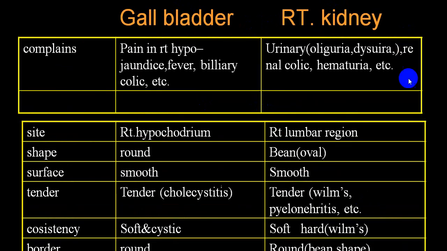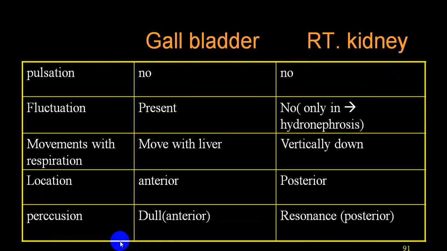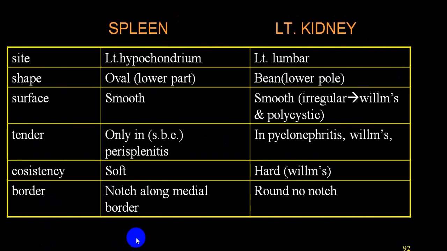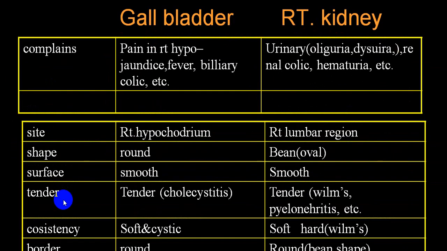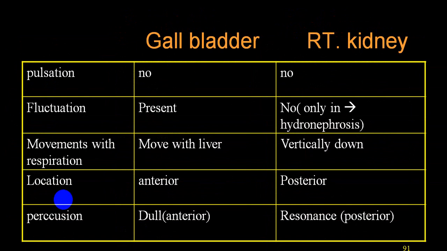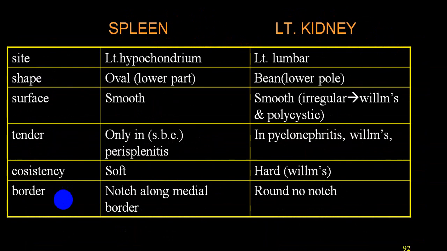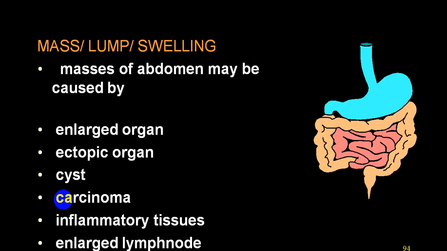So this is the difference between a gallbladder: complaints, site, shape, surface, tenderness, consistency, border, etc. Then pulsation, fluctuation, movement with respiration, location, and percussion findings. And this is left kidney, and you have to compare with the spleen: site, shape, surface, tenderness, consistency, border, etc. All this at your leisure time you can go through. So you can pause your video and note the differences. Okay, I'm keeping it for a few seconds because this is a very long chapter.